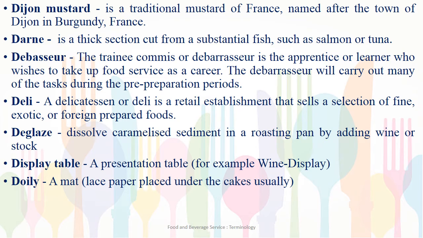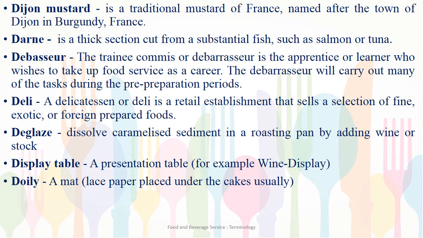Dijon mustard is a traditional mustard of France, named after the town of Dijon in Burgundy, France. Darne is a thick section cut from a substantial fish such as salmon or tuna.